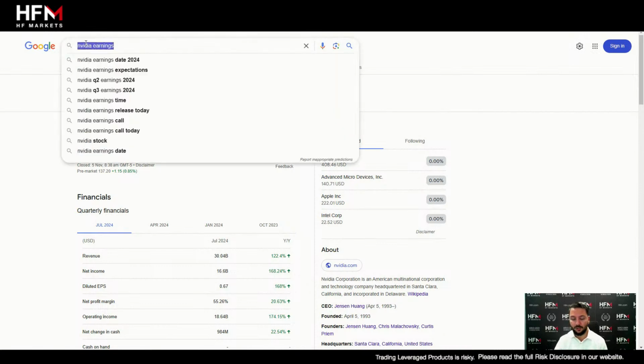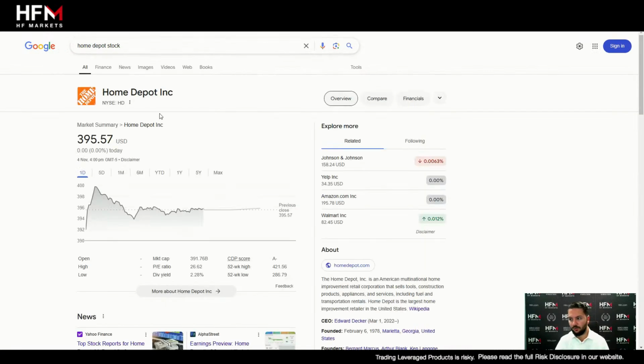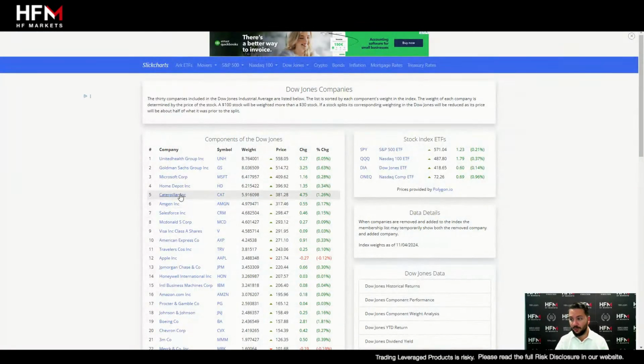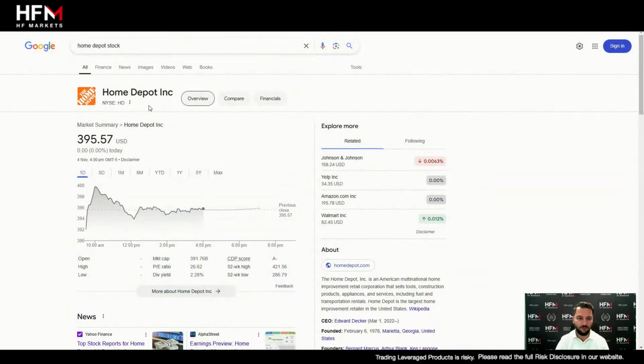Another thing though, which is going to affect the market in the shorter term, is Home Depot stocks will release their earnings next week. They're also one of the most influential stocks. You can see it holds a weight of 6.21% here, the fourth most influential stock for the Dow Jones.